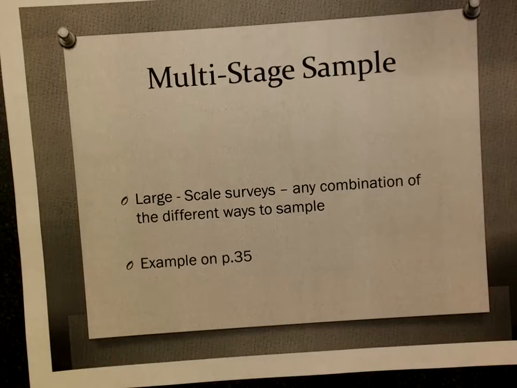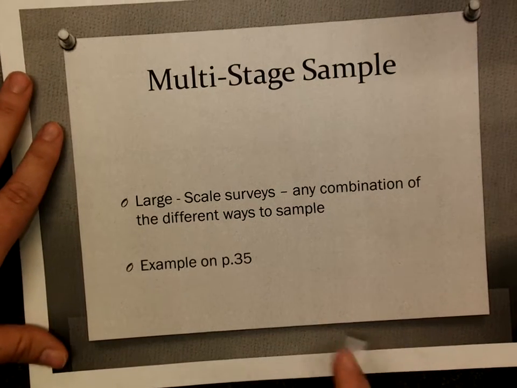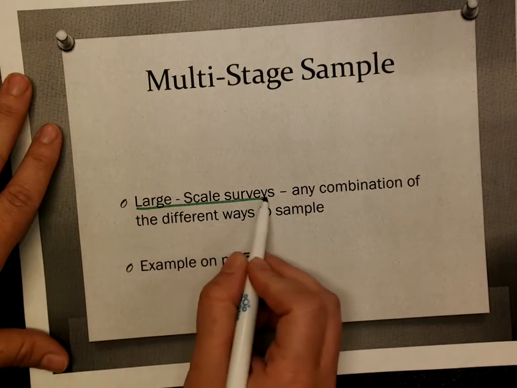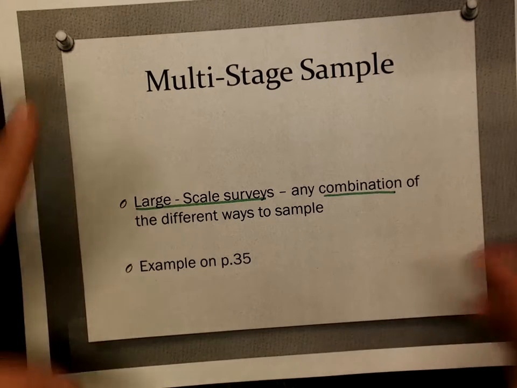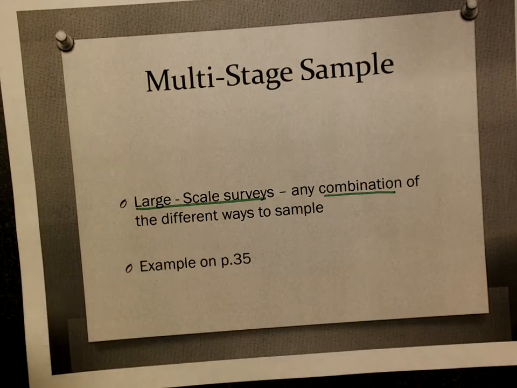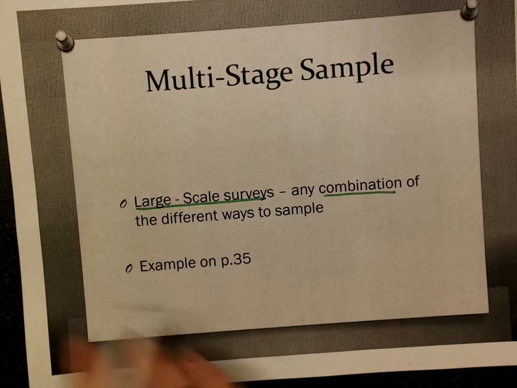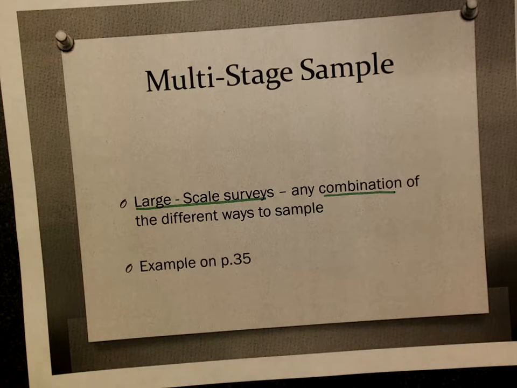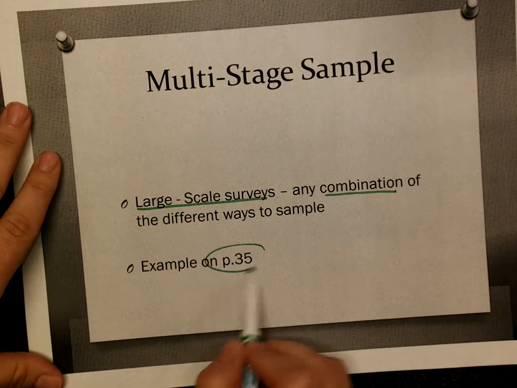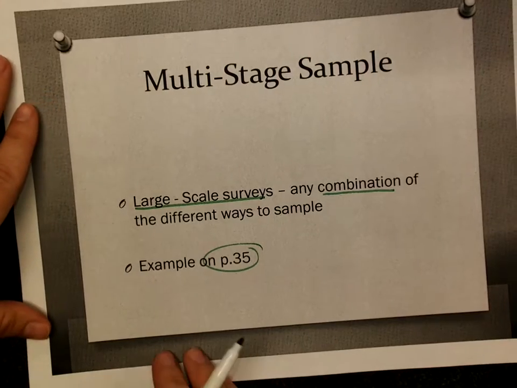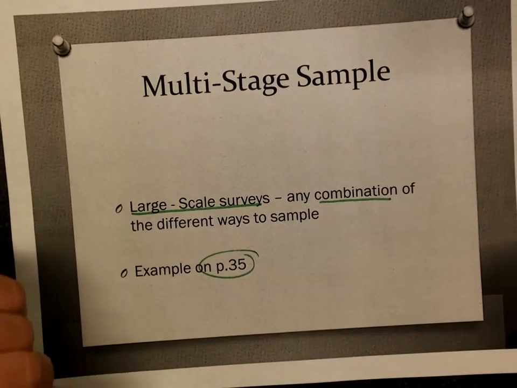And finally, we have multi-stage sampling. This is for very large scale surveys. So they might combine different types of sampling into one large scale survey. So they'll combine stratified with cluster with simple random all combined together. So there's an example on page 35 of a multi-stage sample. So there'll be some questions where you just have to identify the type of sampling being used.